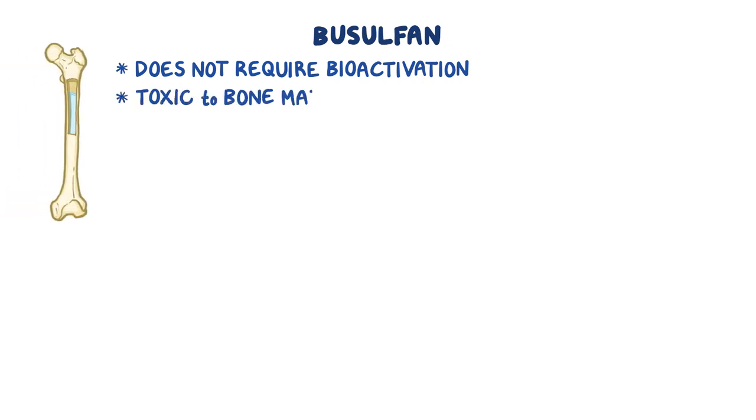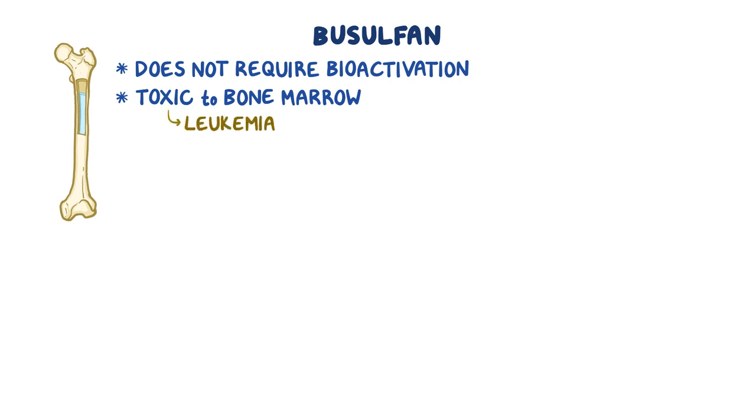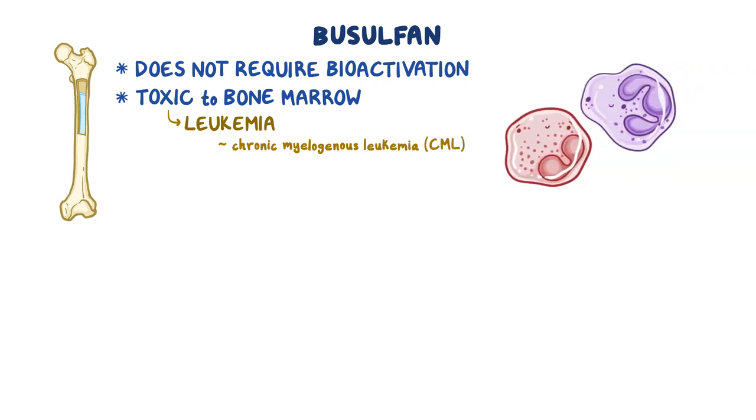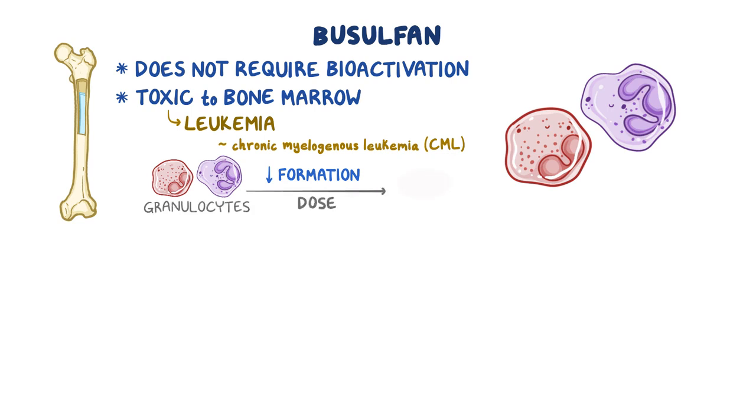Unlike cyclophosphamide, busulfan does not require any bioactivation in order to fight tumor cells. It's highly toxic to the bone marrow, but not the other organs. Therefore, it's one of the most potent agents against leukemia, and is especially effective against chronic myelogenous leukemia, or CML, a type of blood cancer that affects granulocytes. It decreases the formation of granulocytes and platelets at low dosage, and red blood cells in higher dosage.